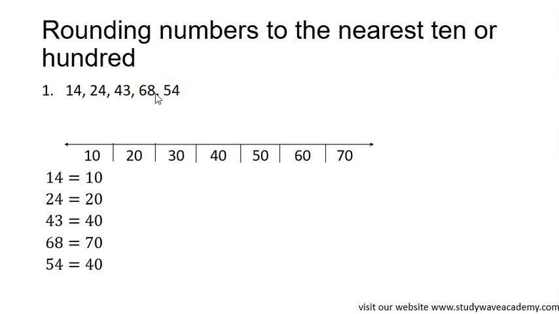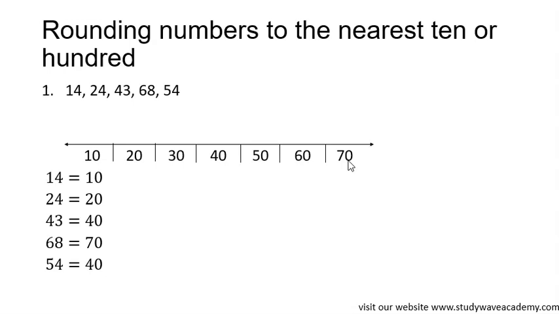Now we have 68. 68 is placed between 60 and 70, right? So when you place 68 here, are we rounding it up or rounding it down? 68 is above 65, so we're rounding it up. So 68 is 70. Do you understand that?